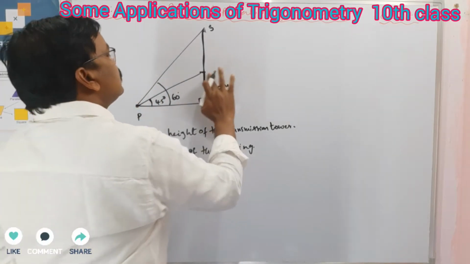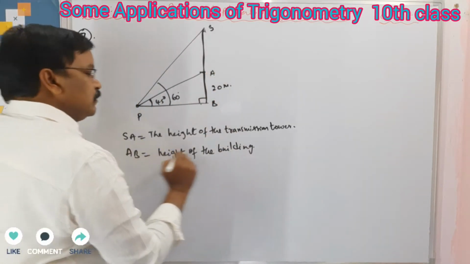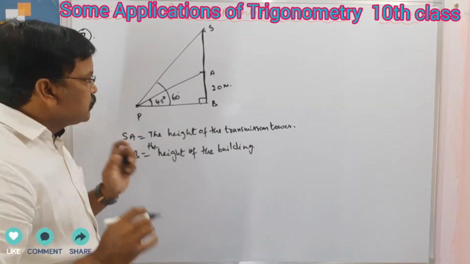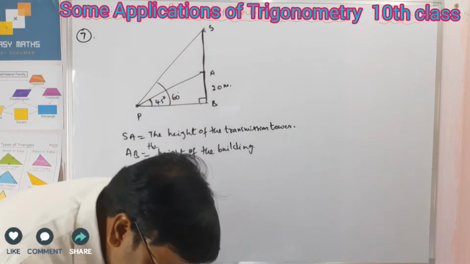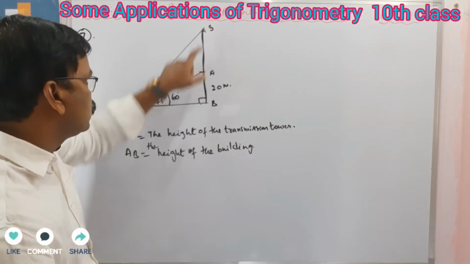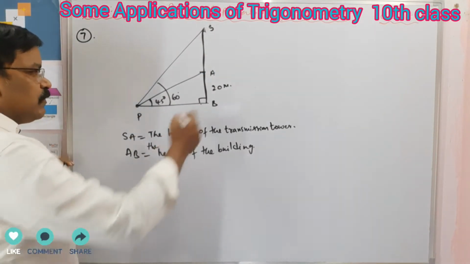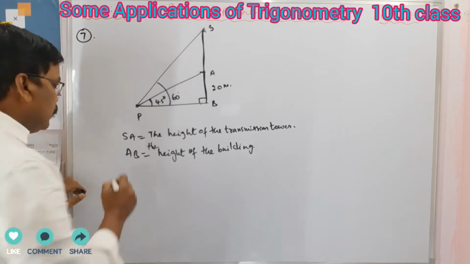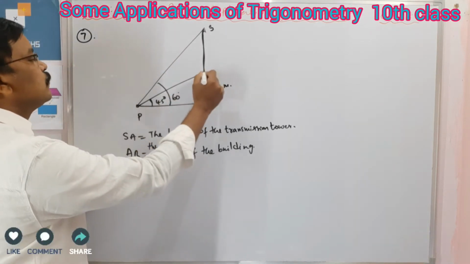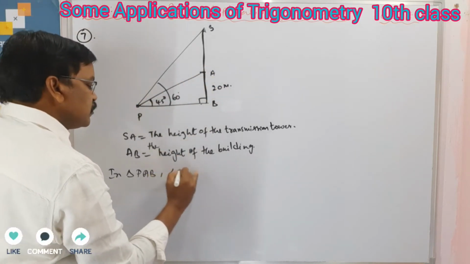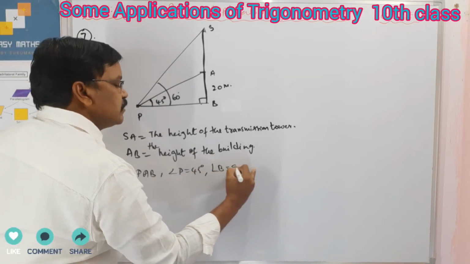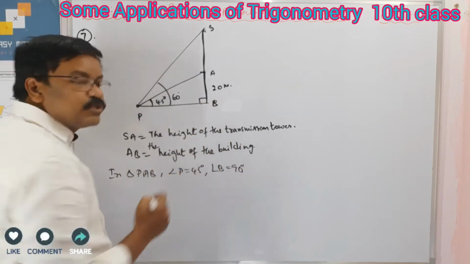So here this AB is the height of the building. See, my dear students, what we have to find here: find the height of the tower. So we should find SA here. So first take triangle PAB. In triangle PAB, angle P is equal to 45 degrees. And angle B, of course, is 90 degrees.